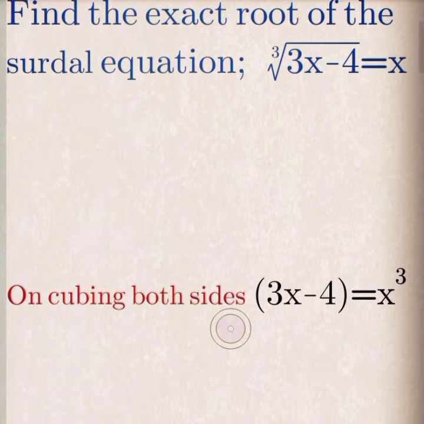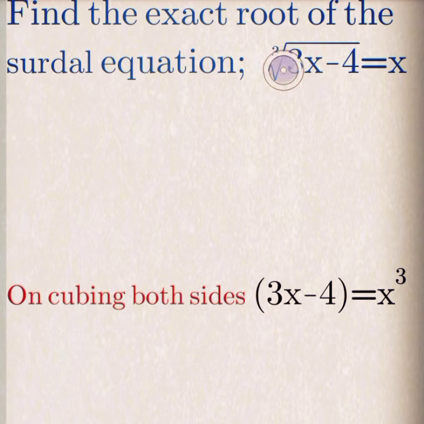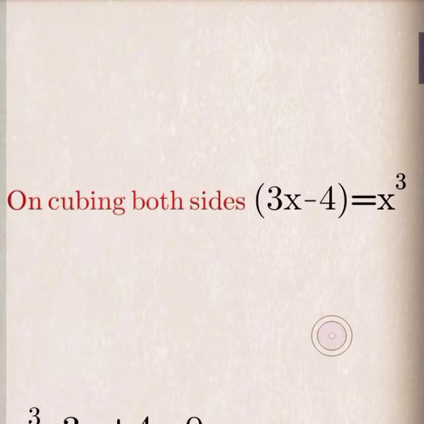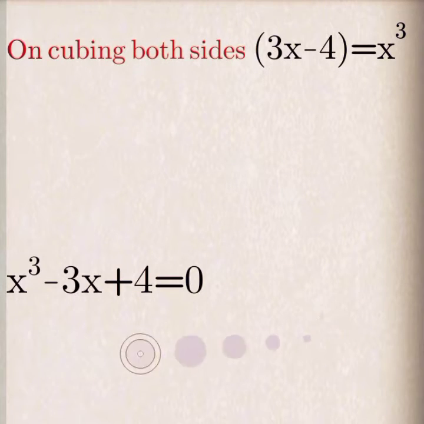In the beginning, we are going to first cube both sides, try to power 3 both sides. So when you power 3 here, of course, we remain with 3x minus 4 being equal to x cubed. Try to bring things together such that when you collect like terms, you make a cubic equation, which is x cubed minus 3x plus 4 being equal to 0.